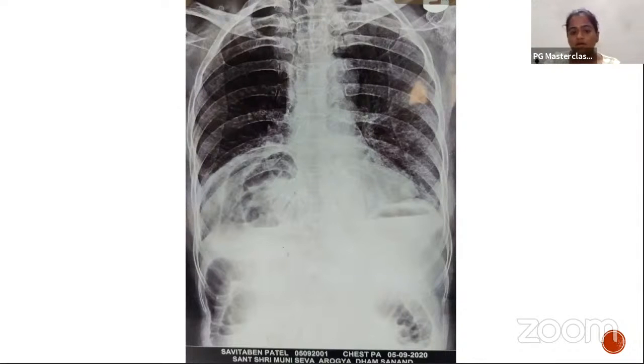Based on this X-ray, we cannot exactly differentiate whether it was diaphragmatic herniation of the contents or eventration. It could be both, because this also appears like an elevated right side of diaphragm.